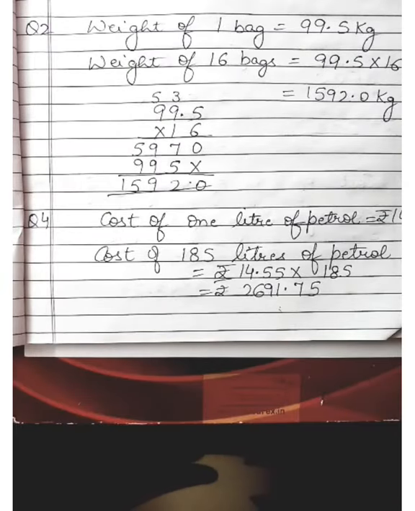Now move to question number 2. A bag contains 99.5 kg of wheat. Find the total quantity of wheat in 16 such bags. Weight of one bag is given. We have to find the weight of 16 bags.